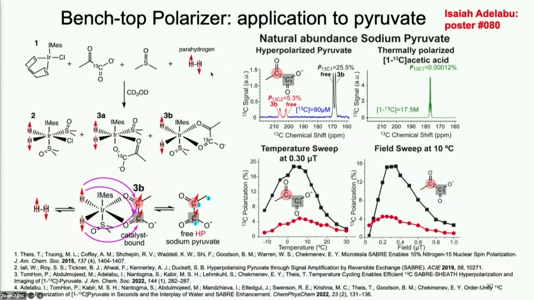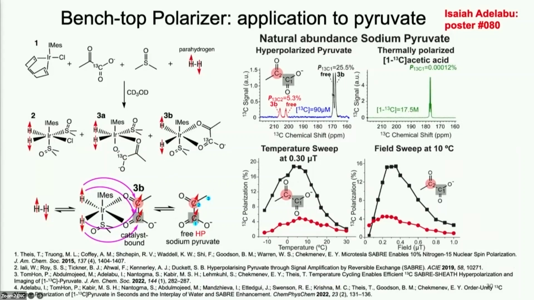So here is the application of this device to hyperpolarization of pyruvate. What we do here is we create this fancy complex, which we call 3B. Pyruvate binds in the equatorial plane. Once we perform hyperpolarization, when we bubble parahydrogen at a matched magnetic field in the microtesla magnetic fields, polarization spontaneously gets transferred to each one of these carbons. We can detect both of these carbons.